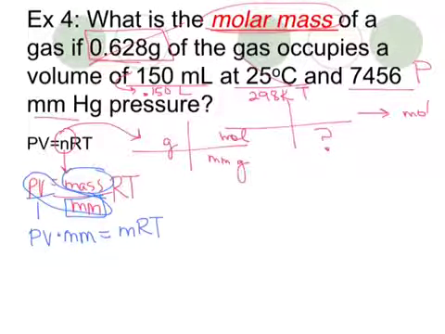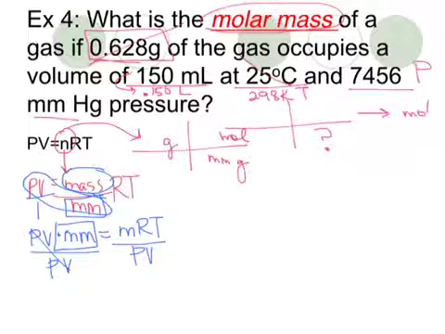Now mass and molar mass are different. The molar mass of carbon is 12.011, but the given mass, I might give you 3 grams. So the given mass and the molar mass are not the same value. So again, I still need to solve this for molar mass. So I divide both sides by PV. So now I've got molar mass is equal to MRT over PV.